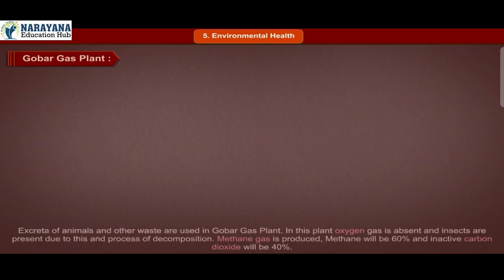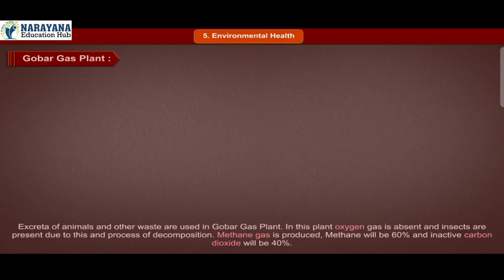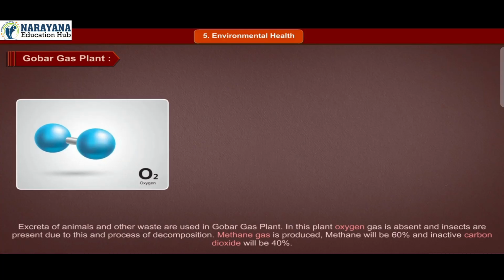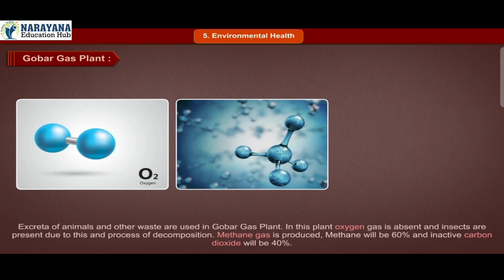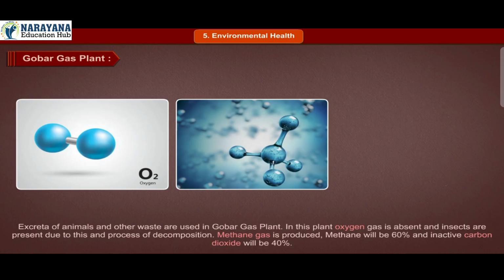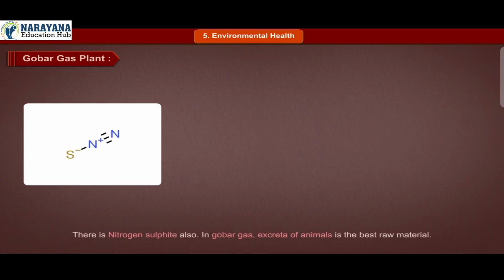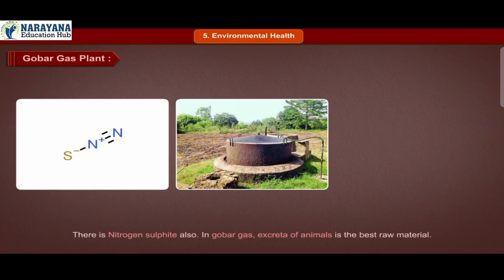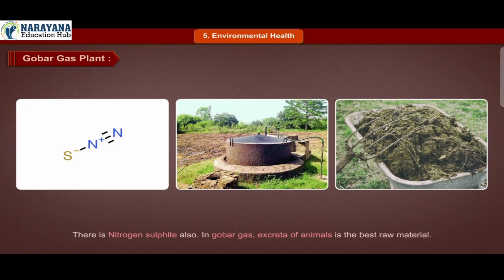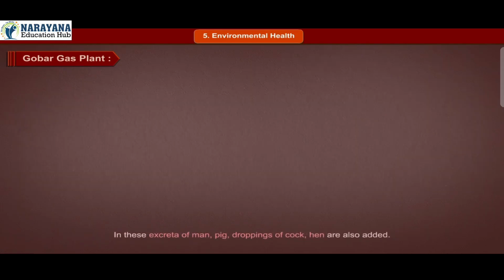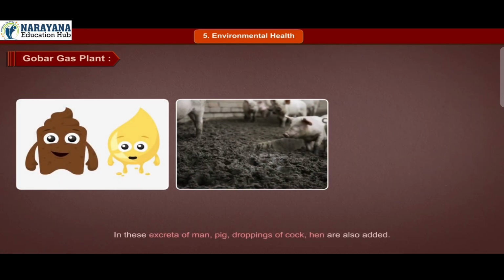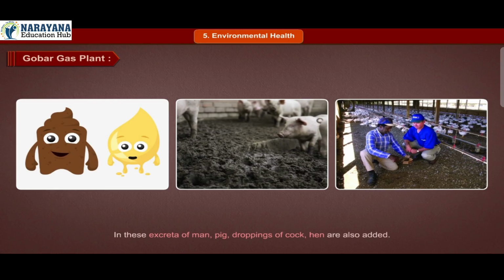Gobar gas plant. Excreta of animals and other waste are used in a gobar gas plant. In this plant, oxygen gas is absent and insects are present due to this, and the process of decomposition produces methane gas. Methane will be 60% and inactive carbon dioxide will be 40%. There is nitrogen sulfide also. In gobar gas, excreta of animals is the best raw material. In this, excreta of man, pig, and droppings of cock and hen are also added.